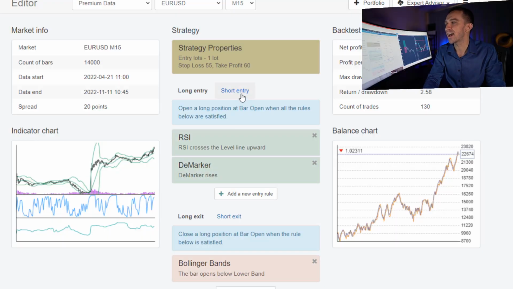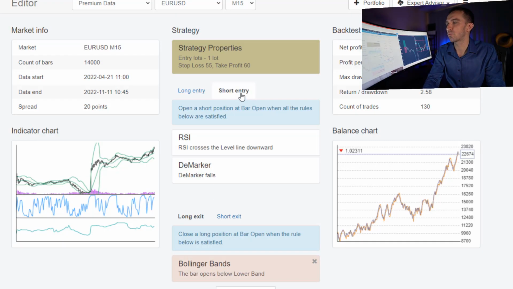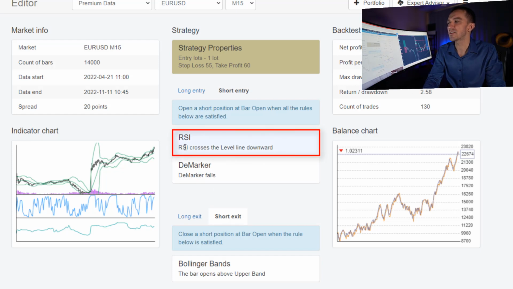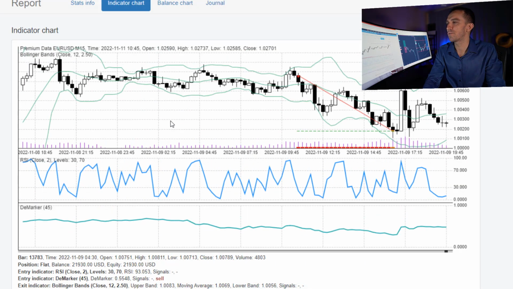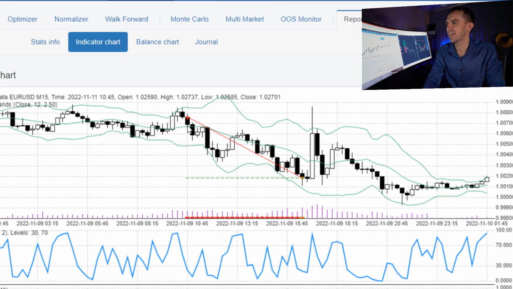Now on the other side, when this RSI trading robot will short the market, it is just the opposite. RSI crosses the level line downward and the DeMarker should be falling to confirm. And then we should see a bar that opens above the upper band. If I show you a few examples, you will see that right in here we have the RSI going down. At the opening of the next bar we have a short entry, and in this case the take profit was hit.